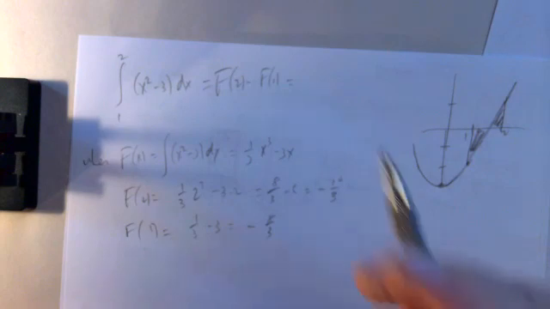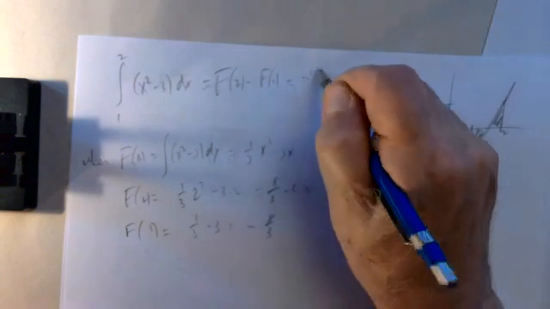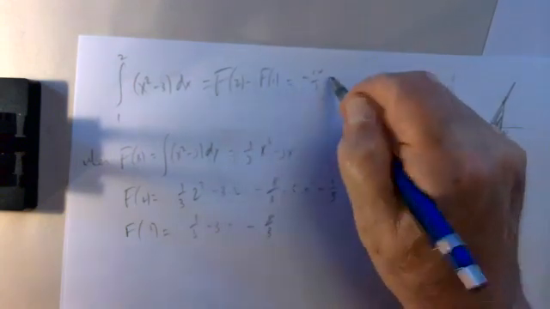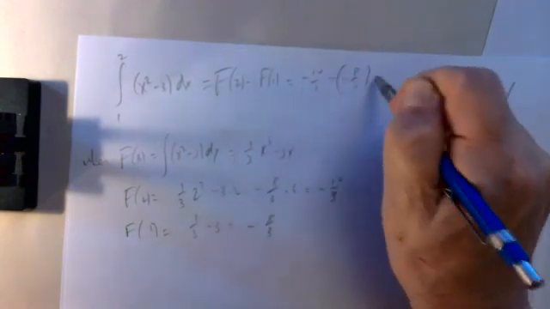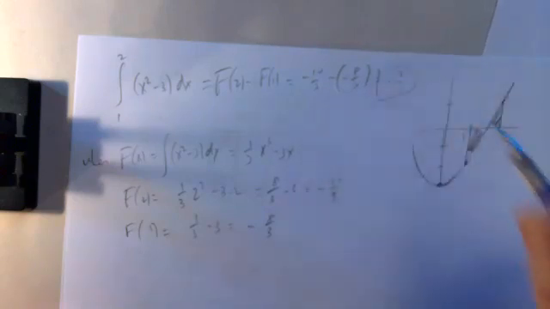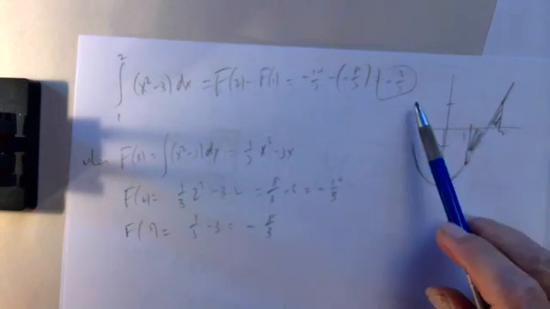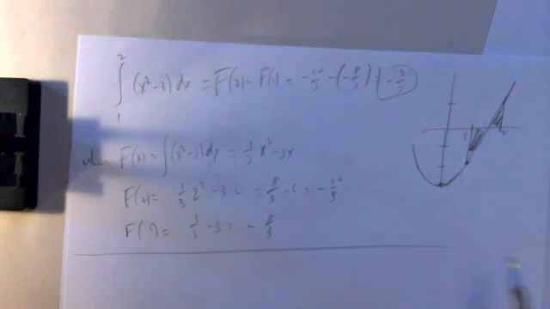So what we get is minus 10 thirds, F of 2, minus minus 8 thirds, which is minus 2 thirds. So the area above the x-axis minus the area below is negative 2 thirds. That's the fundamental theorem of calculus.